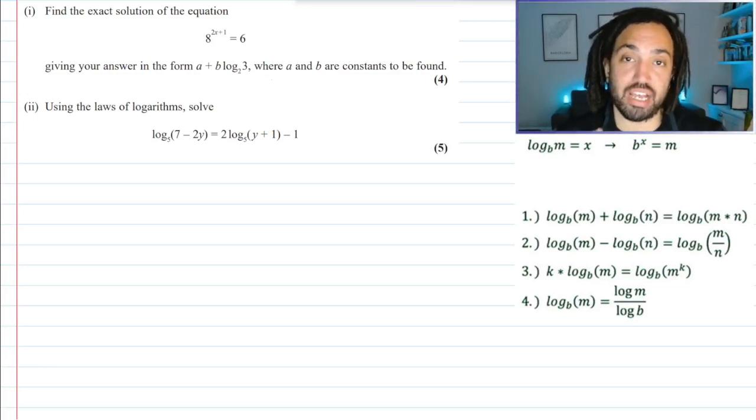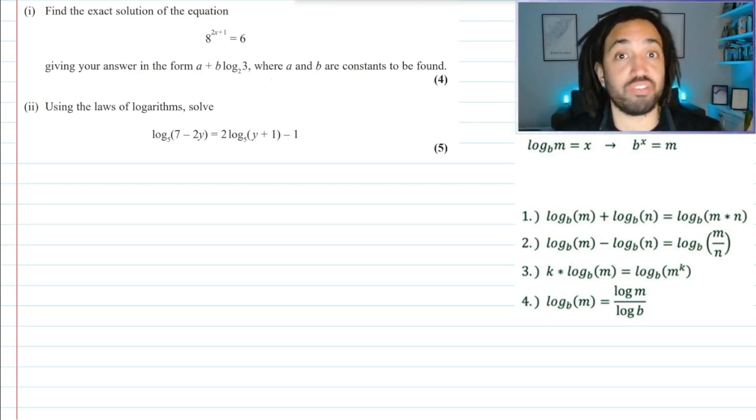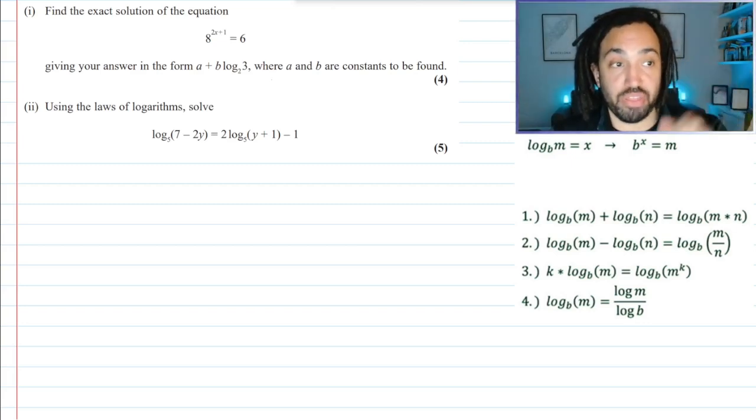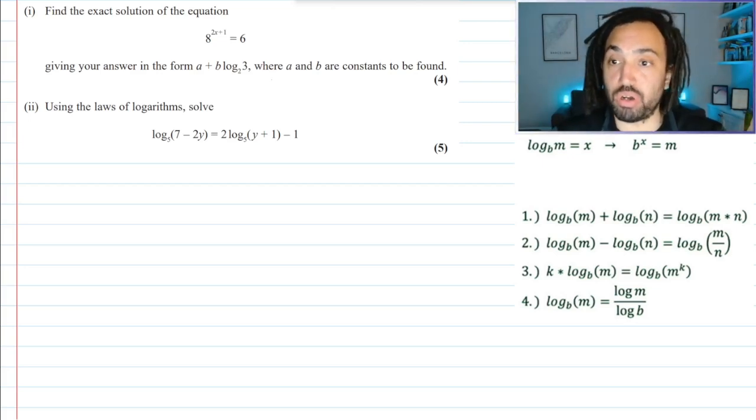This is a year one pure question, so you might find this on an AS paper or on an A-level paper. It's about logarithms and we've got to know our log rules, so I've put them right down there to help us out as we go along.